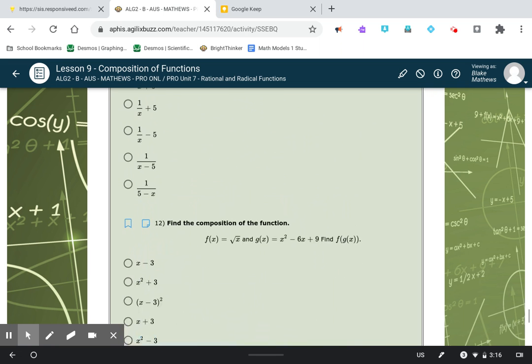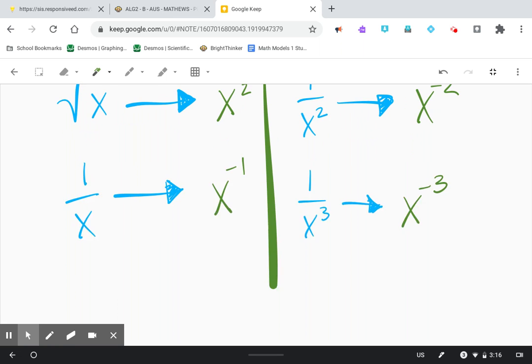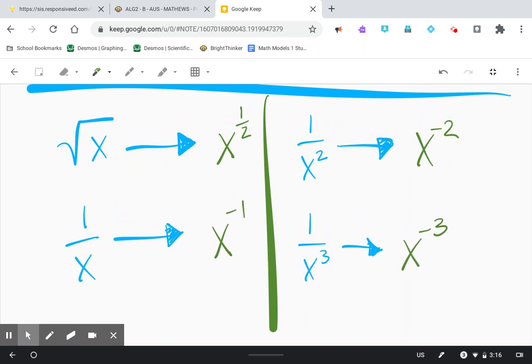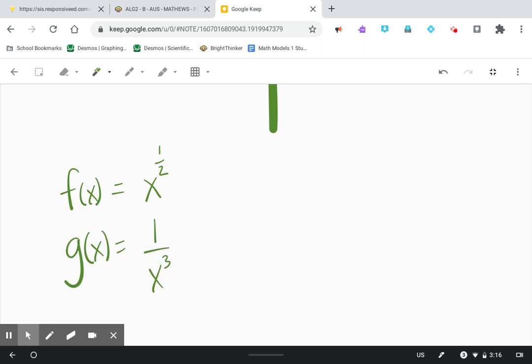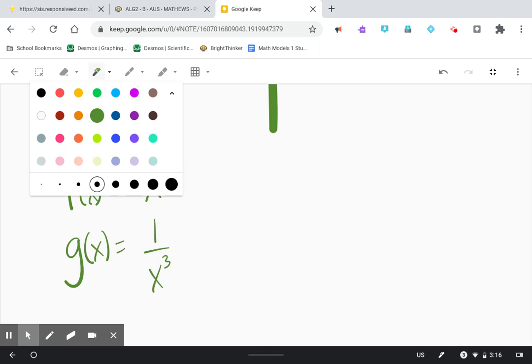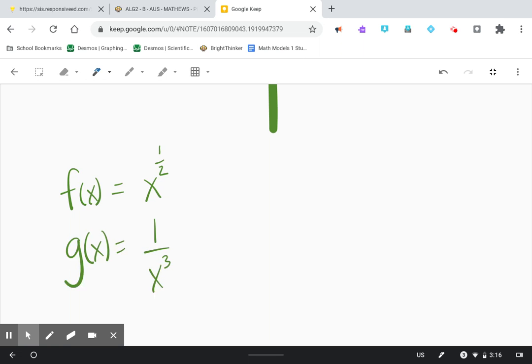That's pretty much it. So just to be clear, everything needs to be in exponent form. Because what you're going to be doing, for instance, is let's say I have f of x equal to x to the 1/2 power and g of x equals 1 over x to the 3rd. So what would I do in this situation? Well, first thing I want to do is convert this into x to the negative 3.